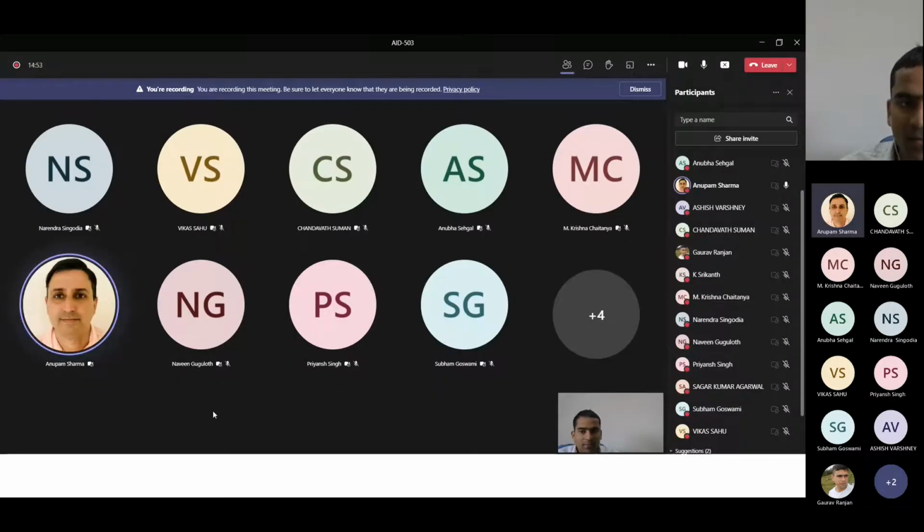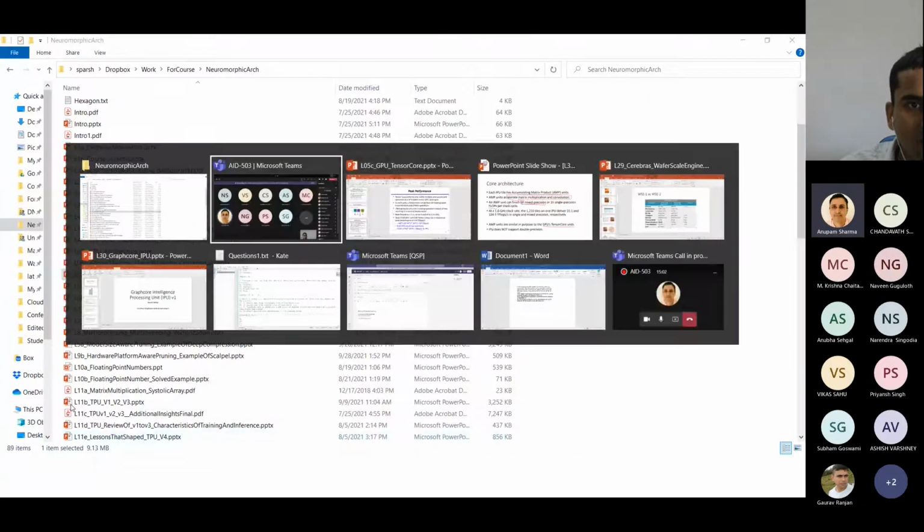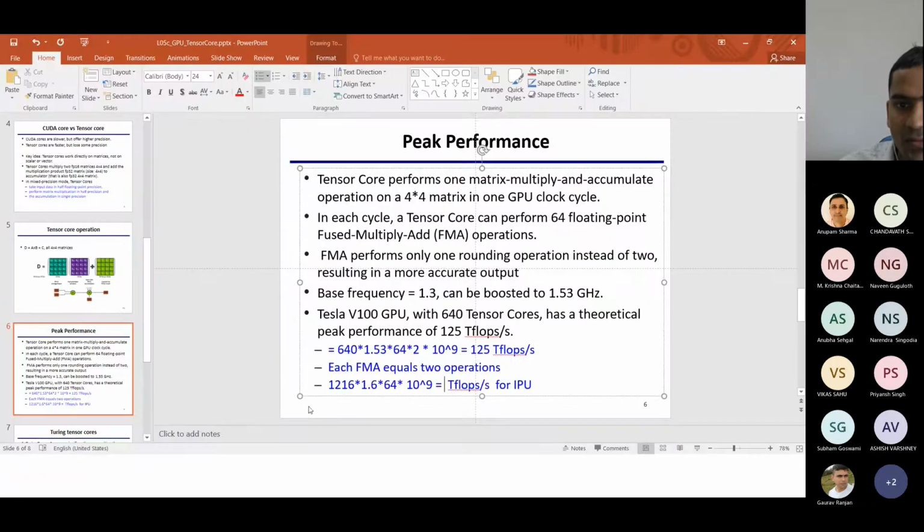Sir, it is coming around 1.24 petaflops, into 10 to the power 15, sir. You just compute this value. Okay, sir. Just compute this value. Forget everything else.